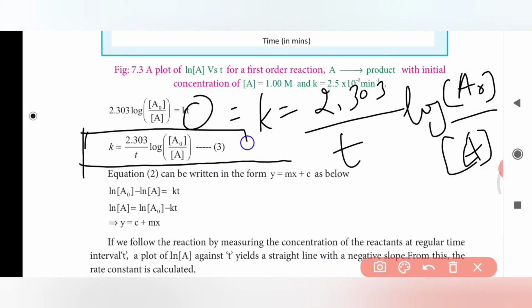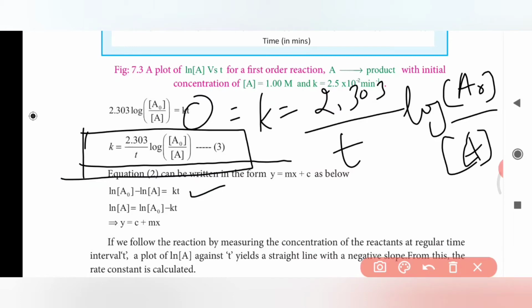This is the formula for first order reaction: k = (2.303/t) log([A]₀/[A]). Equation 2 can be written in the form of y = mx + c, like this: ln[A]₀ − ln[A] = kt.